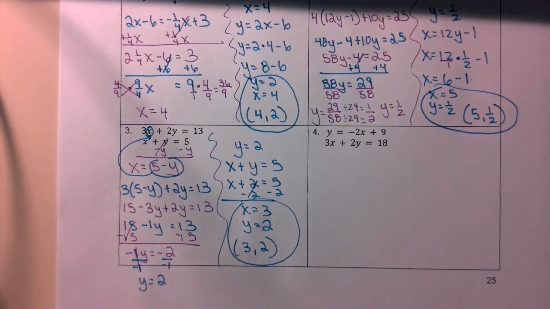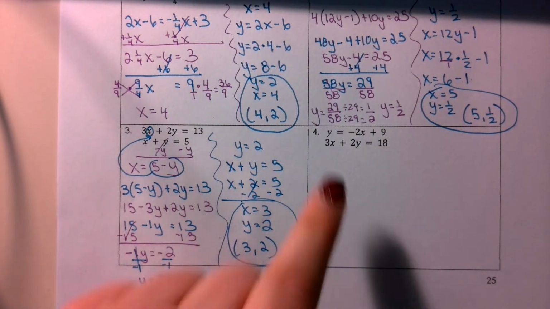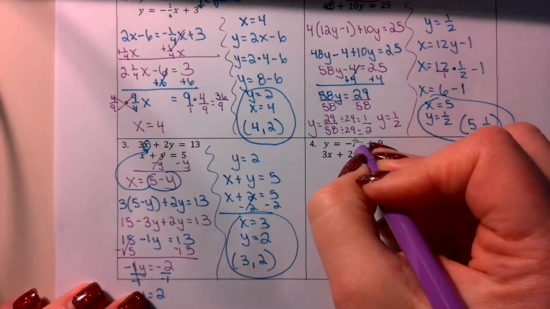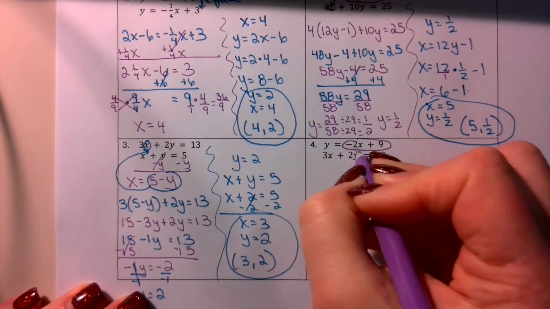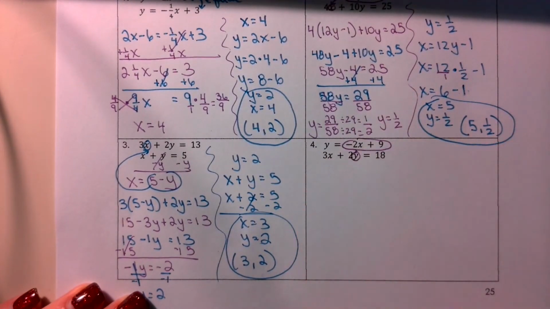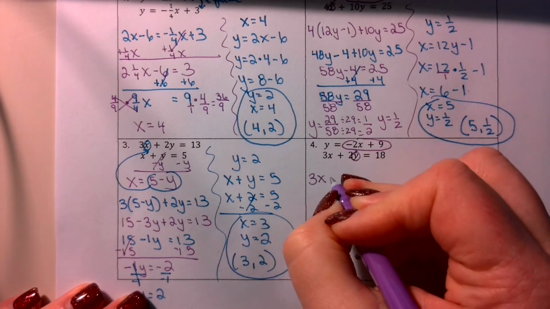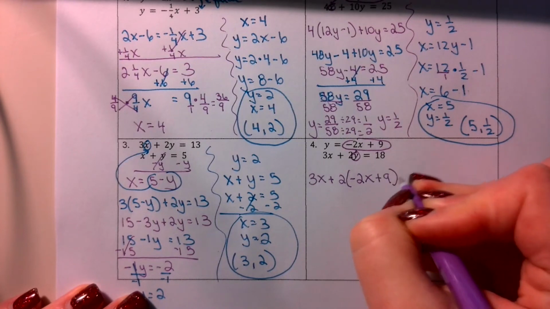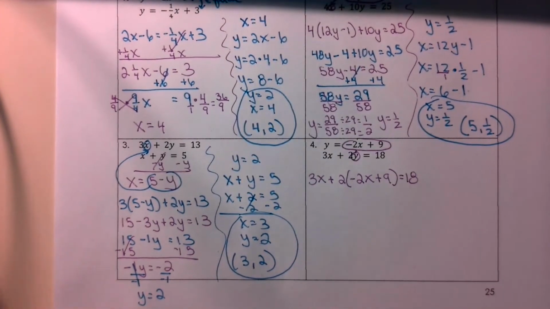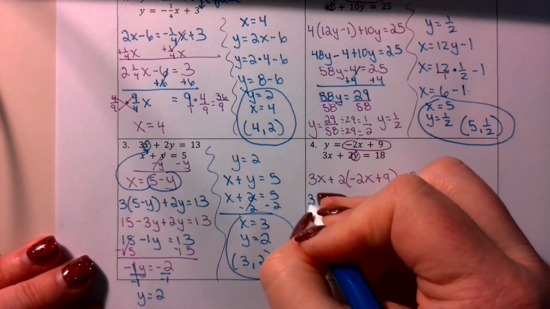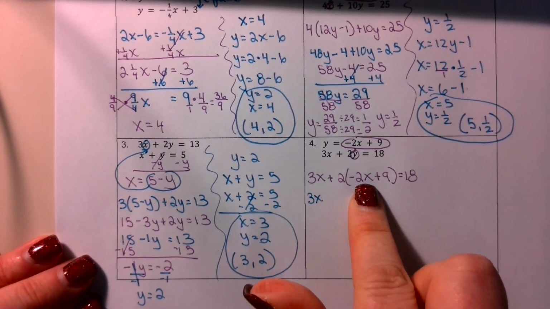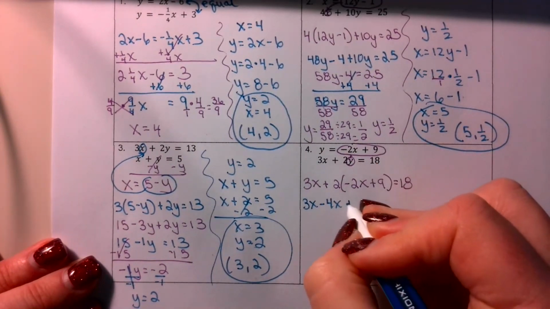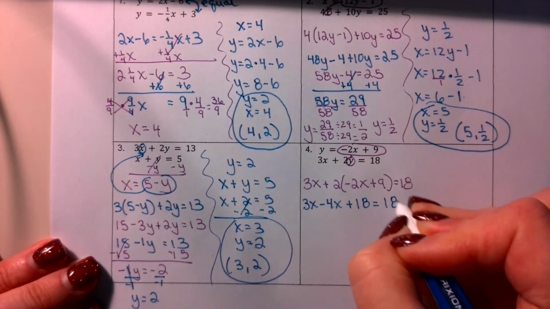Final question in this video, we're going to take a look at number 4. One of my equations already has y isolated, so I can start right off by substituting this expression in for y. So I have 3x plus 2 times negative 2x plus 9 equals 18. Let's do my distributing. I have 3x. I have 2 times negative 2x. That's minus 4x. 2 times 9 is plus 18 equals 18.